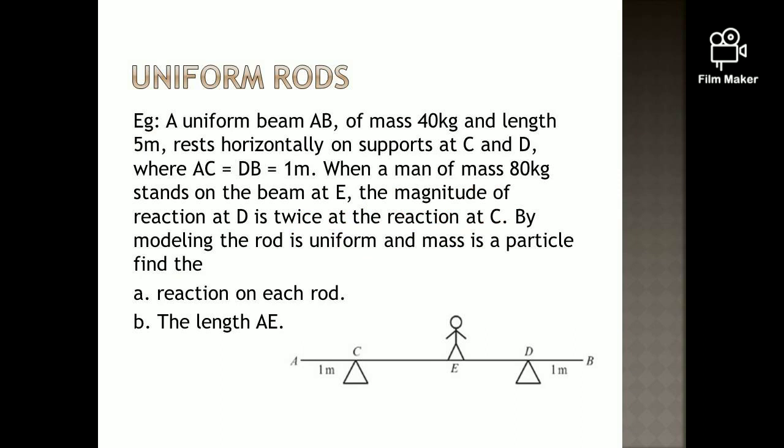This question is based on uniform rods. Let's see how to apply the theory of uniform rods to this kind of question. The question is: a uniform beam AB of mass 40 kilograms and length 5 meters. Therefore, we have to understand that the center of gravity of the rod is exactly at the midpoint. That means 2.5 meters, half of 5 meters, from each end. So you can mark 2.5 from end A or end B, it doesn't matter. It rests horizontally on supports C and D.